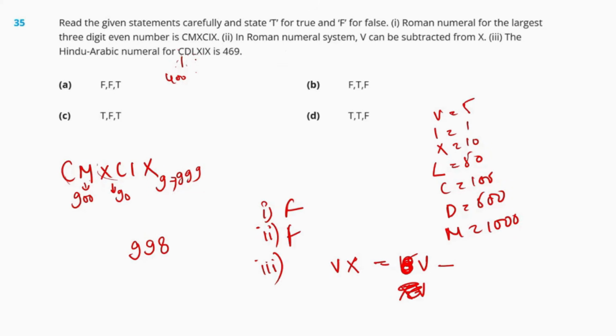L means 50 and X means 10. So this will be 60. Now finally IX is 9. So yes, this is 469. So yeah, the Roman numeral and the Hindu Arabic numeral both are the same. So this one will be true.